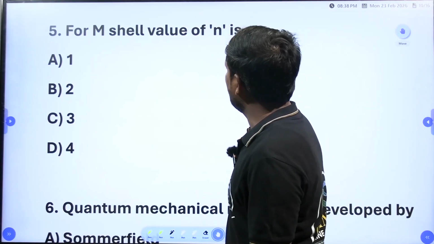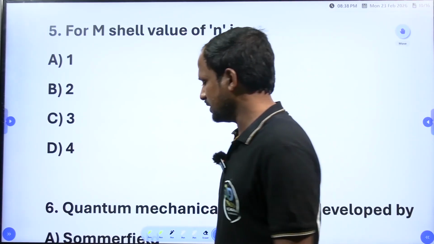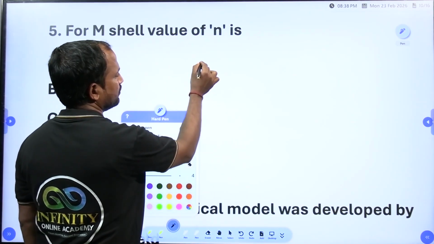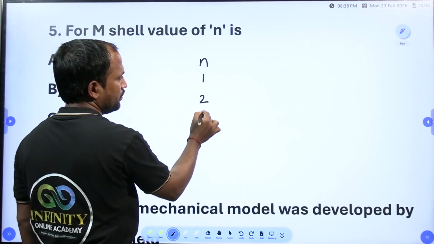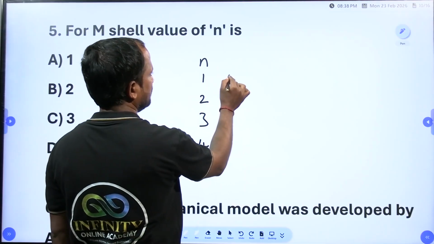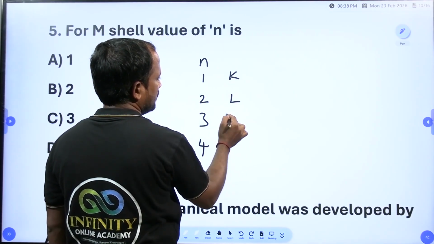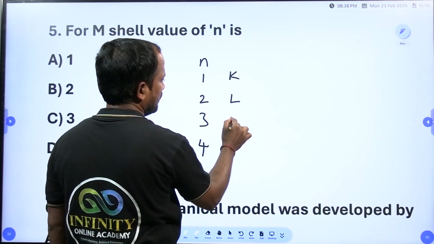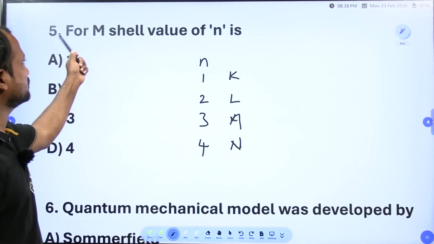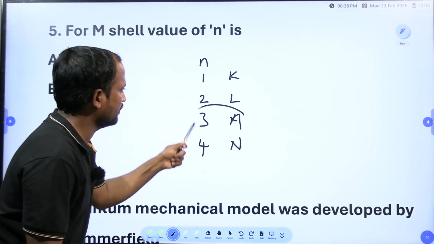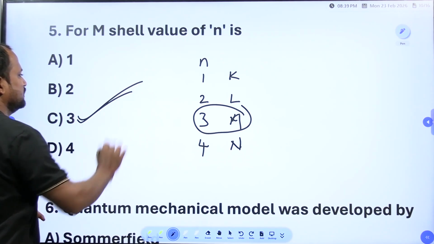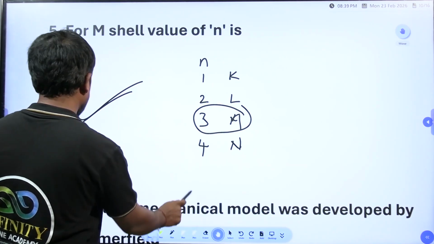For the M shell, what is the value of n, the principal quantum number? First we'll write the principal quantum numbers 1, 2, 3, 4. They are also represented as the K shell, L shell, M shell and N shell. Now based on the question, M belongs to the third shell, so n is 3.